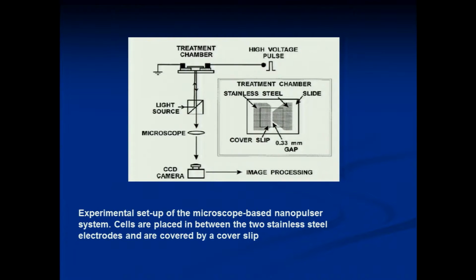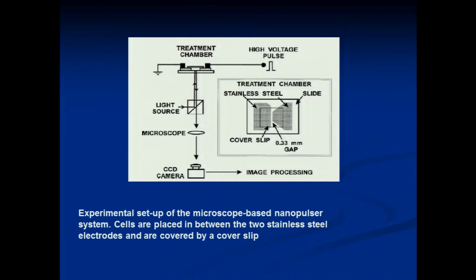This is what is called the microscope pulser, microscope based. You see here, you have that microscope and all those cameras and everything. You put the pulser in here, and the connections and all will be outside. It is called a cover slip, a glass slip, square like 2 centimeters by 2 centimeters, and these are two of the electrodes. In between is a 0.33 millimeter gap where you put the cells, and then you put the cover slip so that if anything happens they do not flash over. Stainless steel electrodes, and it is a slide.